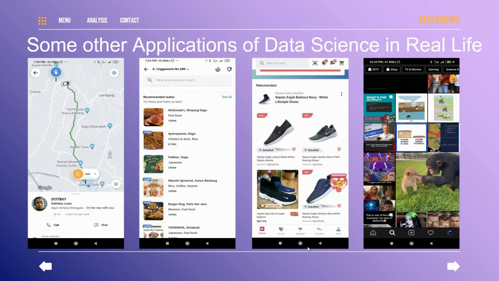Next, let's go to some other applications of data science in real life. For example, when we are booking a cab in Ola, data science uses the location and kilometers to calculate the cab fare. Next are Swiggy and Zomato. They also use the types of restaurant we book from, the distance from them, and how much charge will be taken.